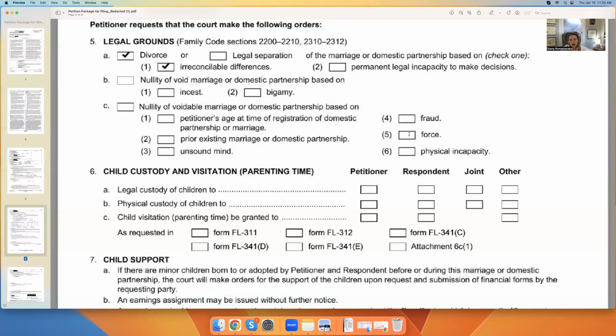Force, if someone held a gun in front of your head in order to get married. Physically incapable. So it has to be documented from a doctor ideally, because how can you prove someone was physically incapable at the time when you got married?